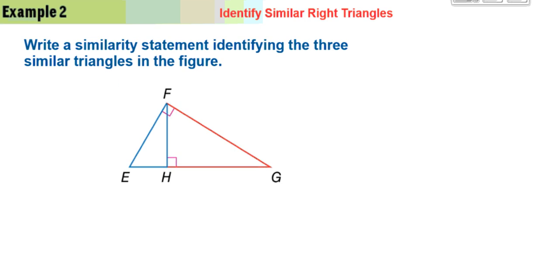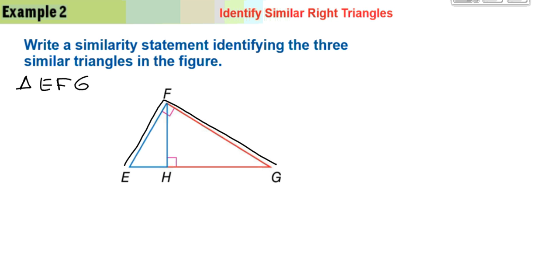Then our next problem is to write a similarity statement identifying the 3 similar triangles in the figure. When I look at this one, I look for the relationship, or how I am going to find the 3 triangles that I need. So I would identify the big triangle, which is that whole picture. There are 3 triangles there, and I like to look for a short leg and a long leg. So I would look at this right triangle, and that's triangle EFG, and I'm going to trace it short leg and long leg. So I'm going to say triangle EFG is that first triangle.